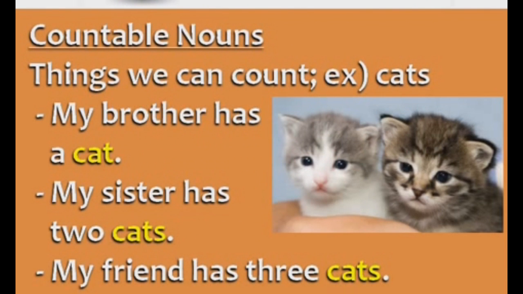Countable nouns are things we can count. For example, cats. My brother has a cat. My sister has 2 cats. My friend has 3 cats.